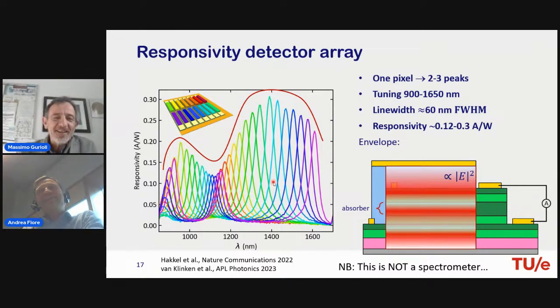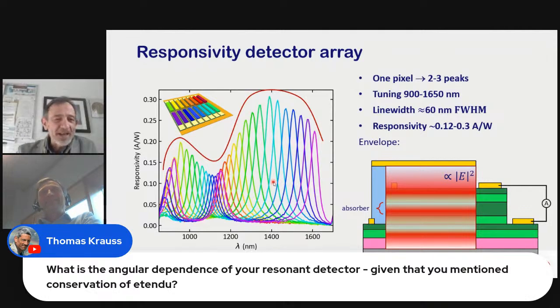Listen, Andrea, there is a question. I don't think he is a student, but anyway, Thomas Kraus is asking you what the angular dependence of your resonator detector is, given that you mentioned conservation of étendue. Yeah, well, first of all, nice to have you here, Thomas. Yeah, angular dependence. We have looked at this. I don't have a slide, but it's in our published paper. This is a critical point indeed.